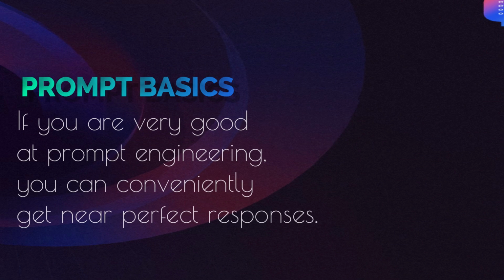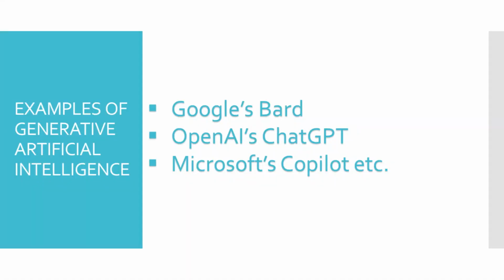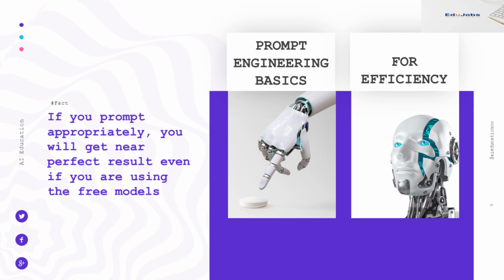If you are very good at prompt engineering, you can conveniently get accurate responses from these AI systems. We have so many large language model systems. Examples are ChatGPT, Google Bard or Gemini, and Copilot. Then we have Meta AI, which is available on WhatsApp. If you prompt them appropriately, you will get the desired results.